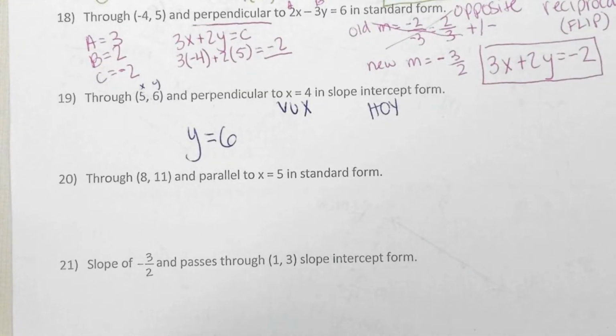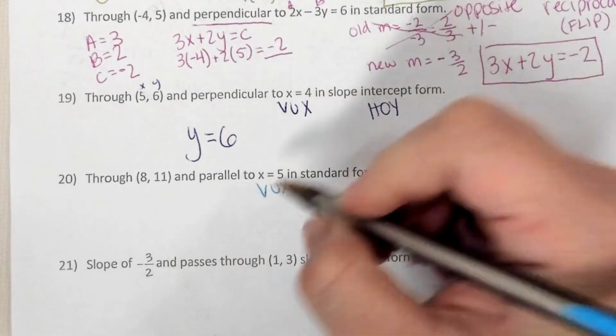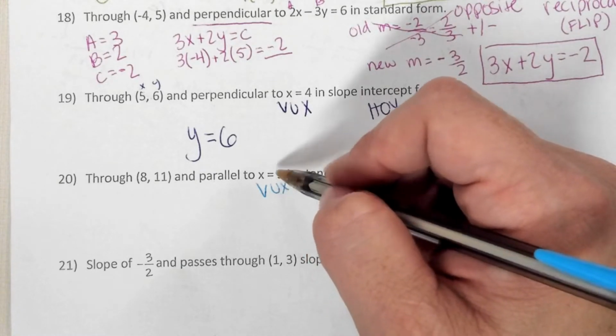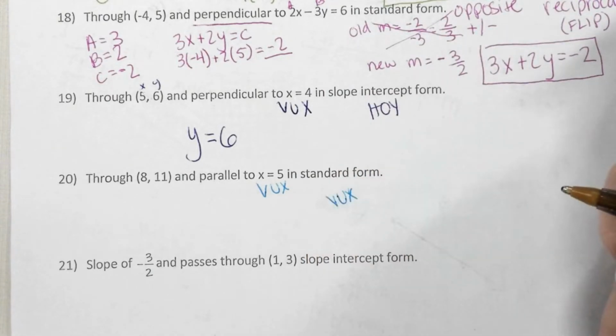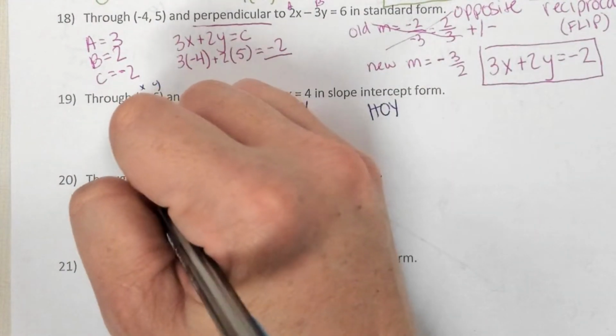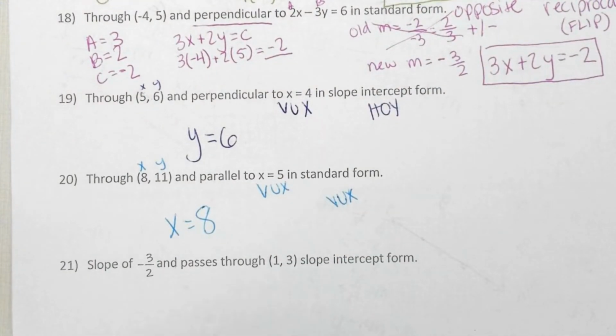Number 20 says through 8, 11, and parallel to x equals 5. Well, parallel means same slope. This is a vertical line equation, so what's the slope? Undefined, right? And if I have another undefined, wouldn't it also be a vertical line equation? Because those are both undefined. Parallel means same slope. So x equals, well, what does x equal of my point? Any questions with those two? Okay, so keep going.